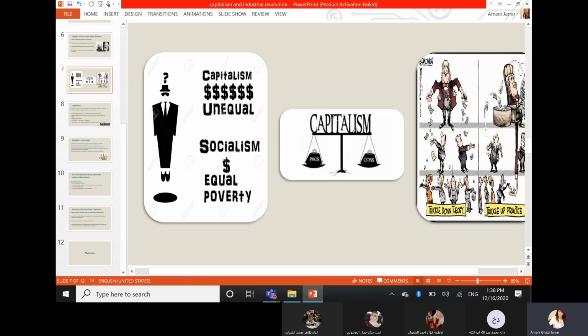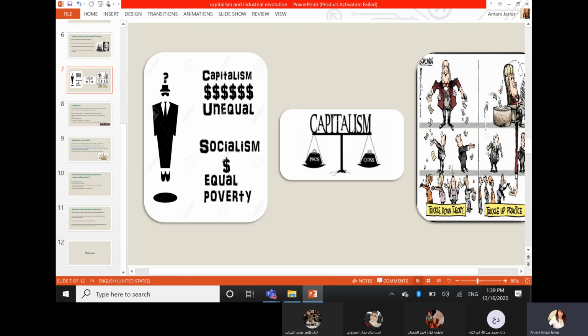Now socialism, on the other hand, is quite the opposite of capitalism. They believe in equality, and by this they try to fight poverty. So they want to end poverty based on equal justice, and they're talking about equality in everything. So maybe the rise of what is called human rights began from the socialist point of view.